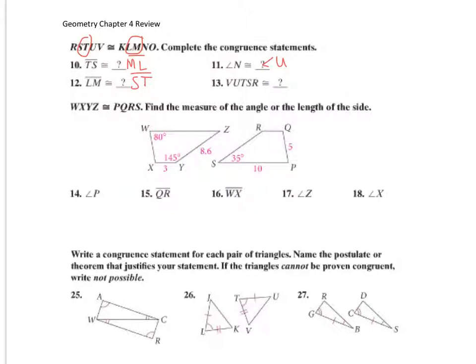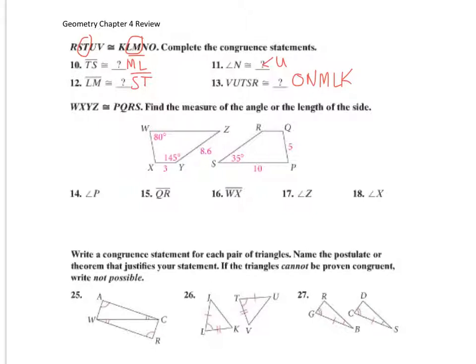And VUTSR. So V matches up with O. U corresponds with N. T corresponds with M. S corresponds with L. And R corresponds with K.